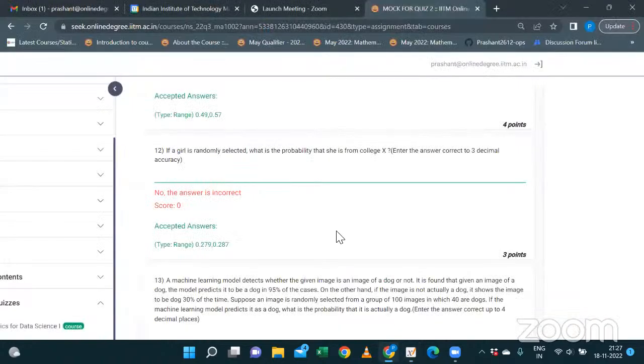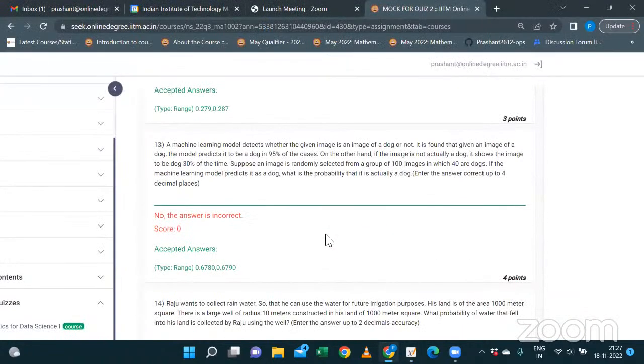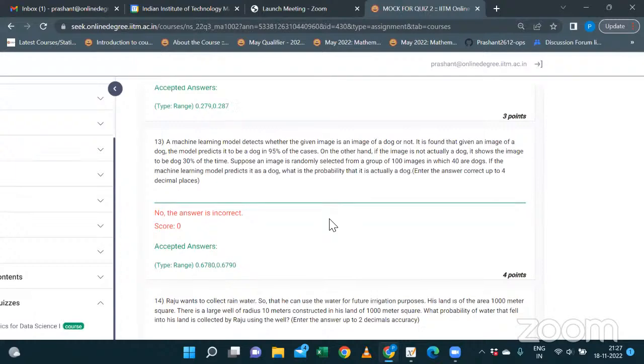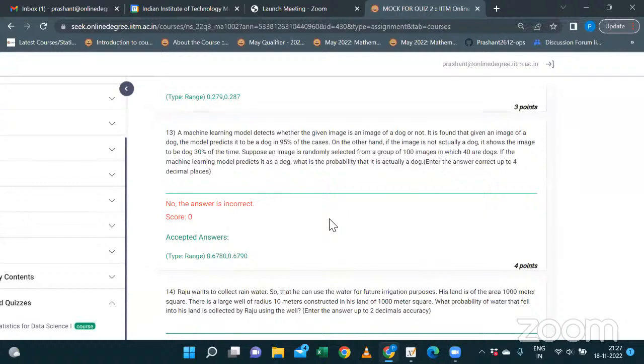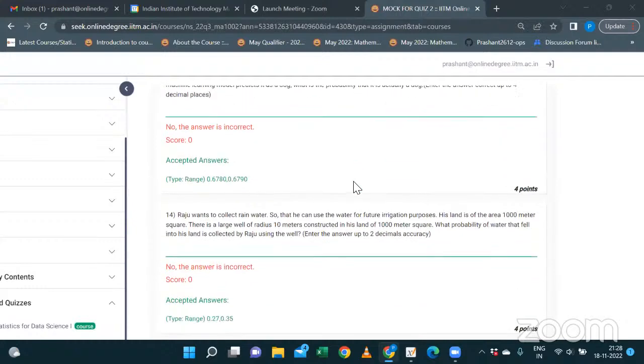So what about question number 13? It's again, I think, Bayes theorem, if I'm not wrong. You can go through the solution PDF. In the quiz 2 exam, most of the questions will be from probability, as I said, from week 5 to week 8 at most. And the remaining will be from week 1 to week 4. So how many will be from week 1 to 4?